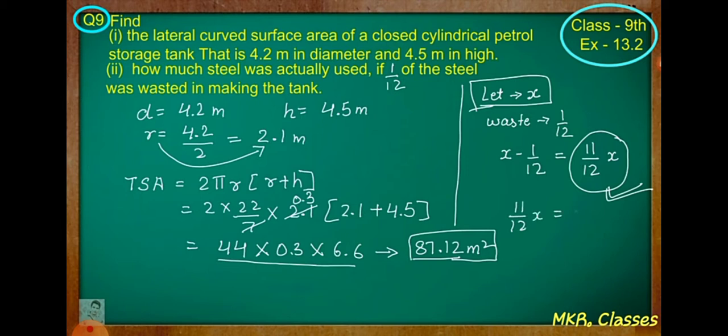But as the waste is 1 by 12, let the total be x and the waste is 1 by 12 of x. So it's x by 12. When we take the LCM, it will come 11 upon 12 x, which should be equal to the amount after waste. So when we cross multiply it, 12 will go in multiplication and 11 in the denominator. When we cut it, it will cut 7.